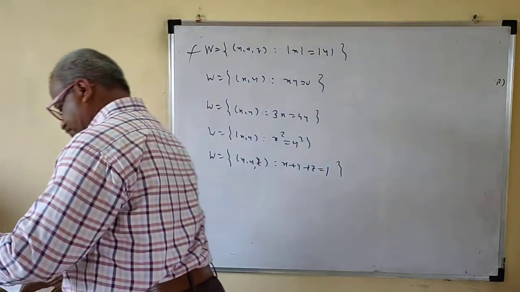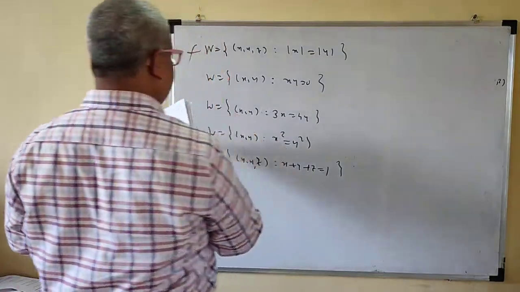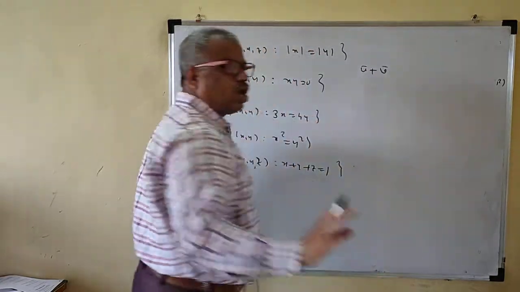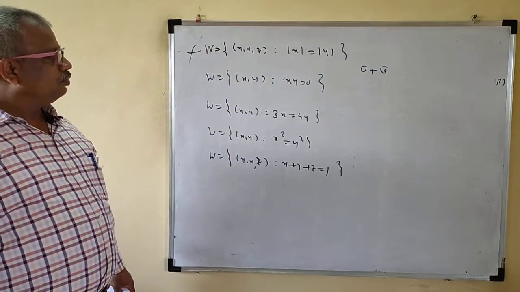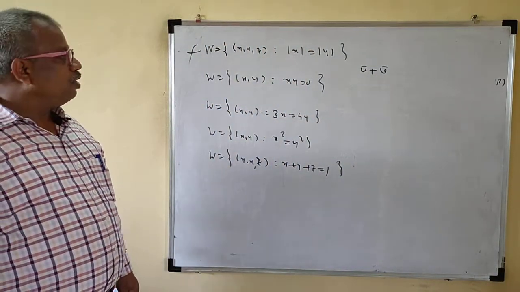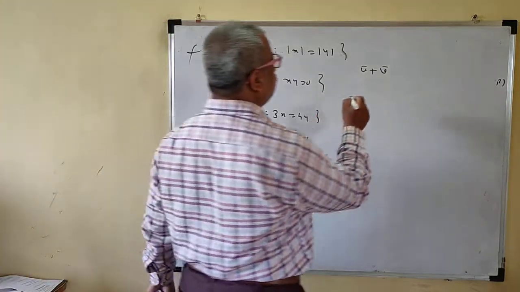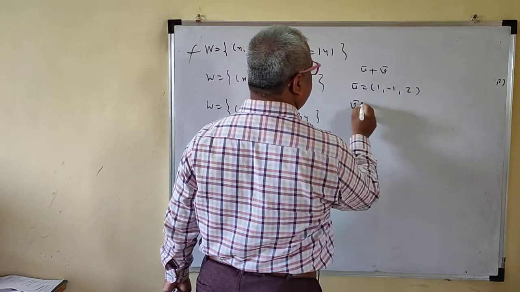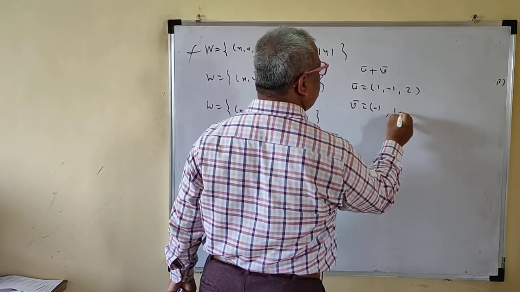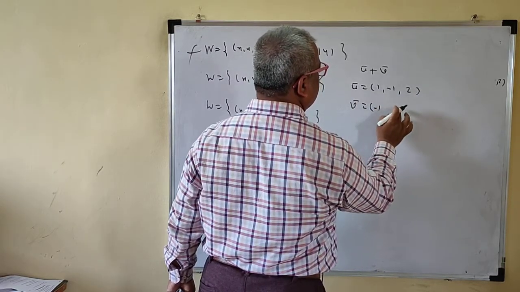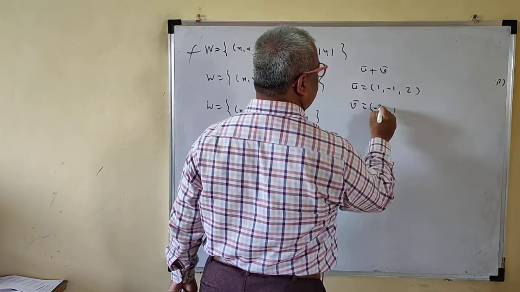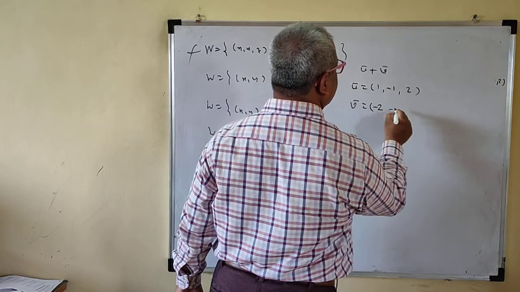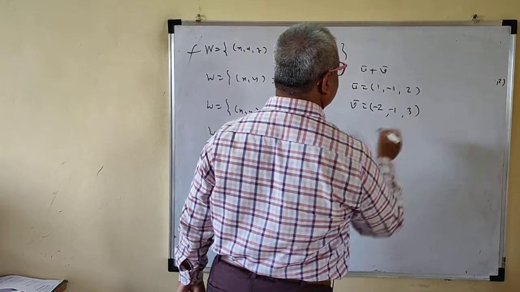So this is not a subspace. Also, u bar plus v bar does not belong to this. It is not closed with respect to addition also. Because, if u bar is equal to (1, -1, 2) and v bar is equal to (-1, 1, -1)... suppose.